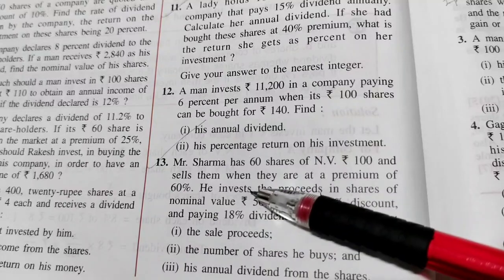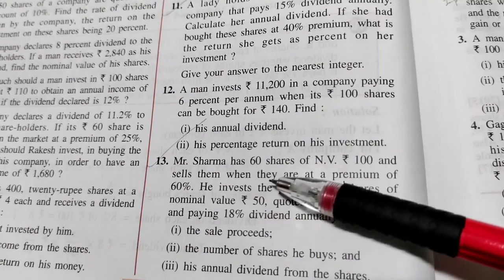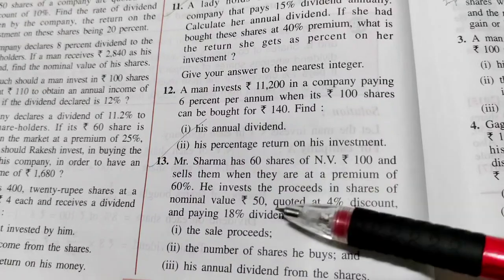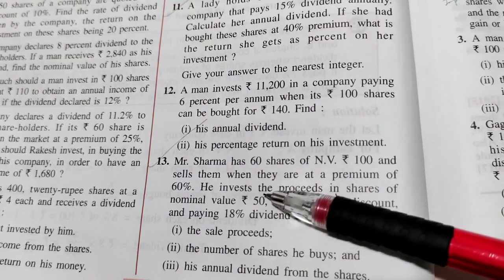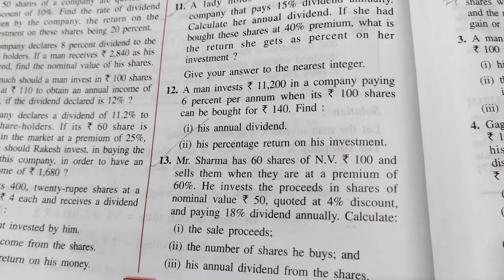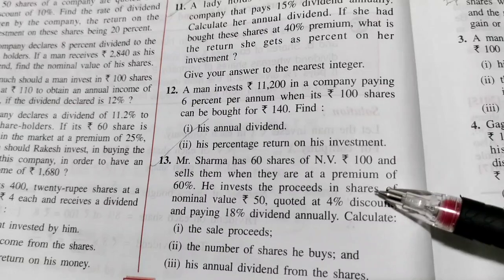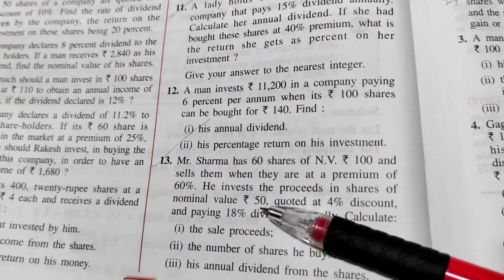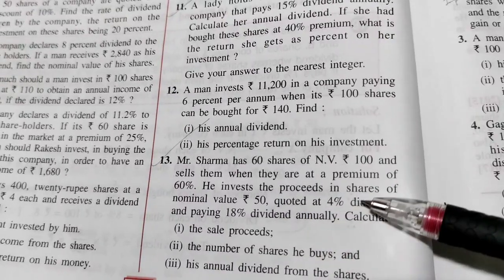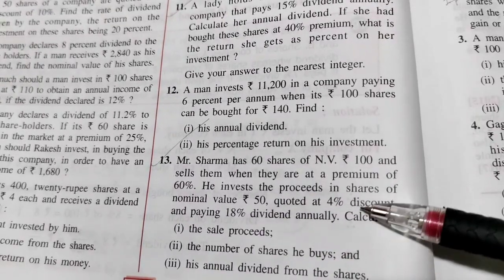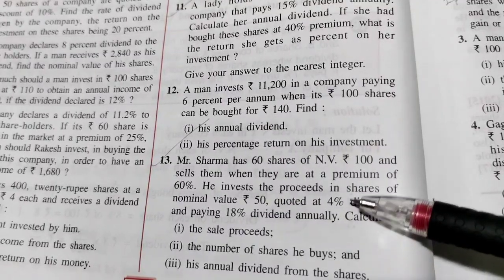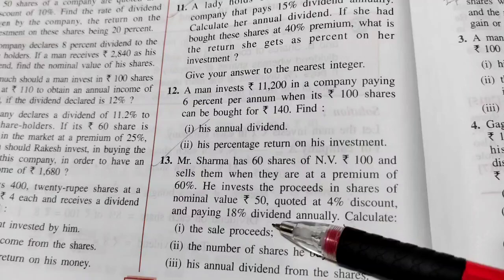He did not buy at 160 rupees, he sold it at 160 rupees market value. So that's a selling MV. And he invests the proceeds, that is the sales proceeds, in shares of nominal value rupees 50. So these are different shares now, quoted at 4% discount. So the market value, the buying market value for the second set of shares will be 48, and those shares pay him a dividend of 18%.